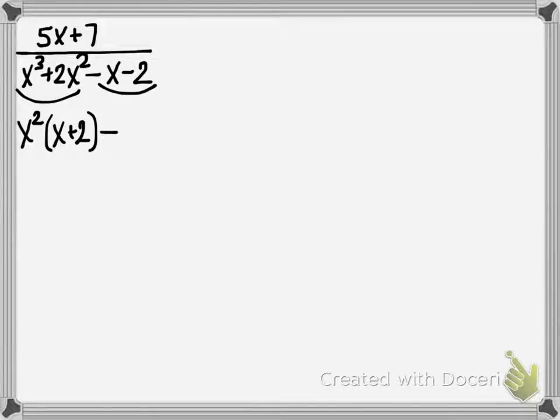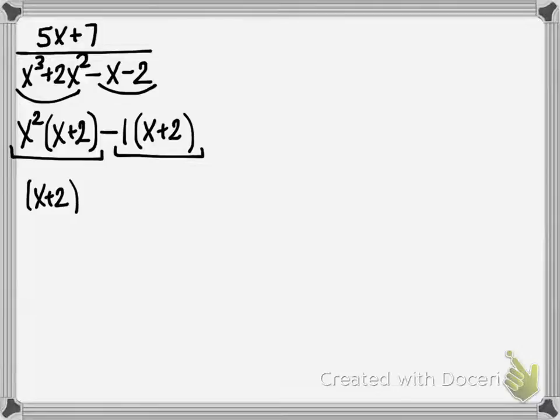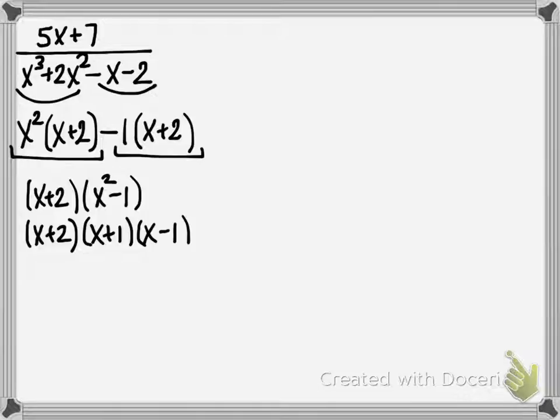And grouping the last 2 terms together, we have a common factor of negative 1, which will leave us with negative 1 times the quantity x plus 2. Now we have 2 terms, and they have in common an x plus 2. So continuing to factor, we'll factor out the x plus 2 and be left with x plus 2 times x squared minus 1. And then notice the second factor here is a difference of perfect squares, so we could factor it even more. And that will factor into x plus 1 times x minus 1.